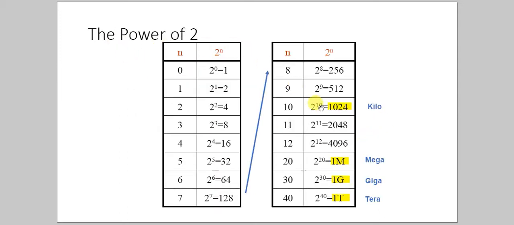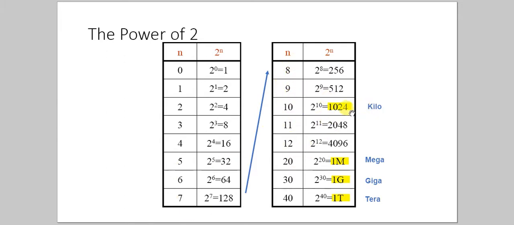These are some important powers. If n is 0, 1, 2, 3 and so on up to 7, then 2 raised to the power n gives 1, 2, 4, 8, 16, 32, 64, 128. These are the values you get when you raise 2 to a power. These are very, very important numbers we use in digital electronics. Similarly for n equal to 8, 9, 10.